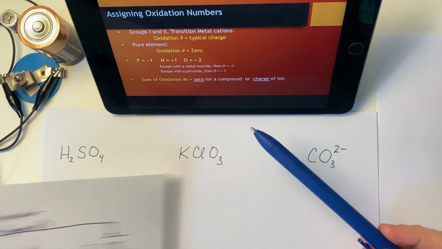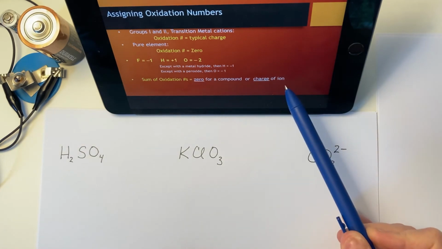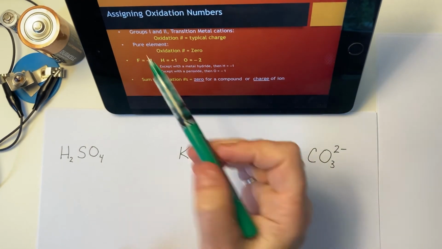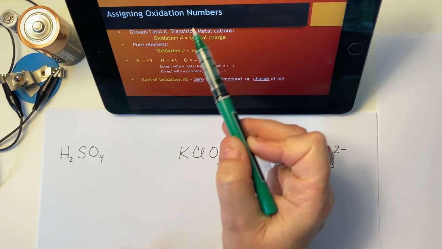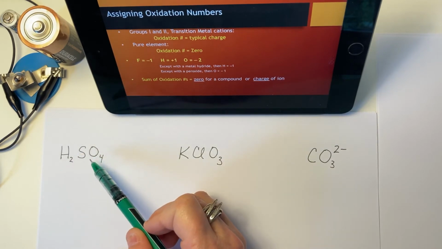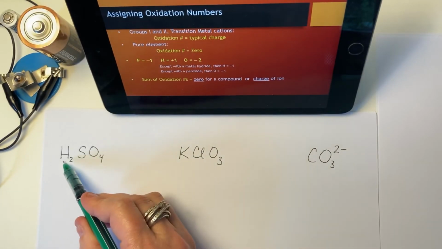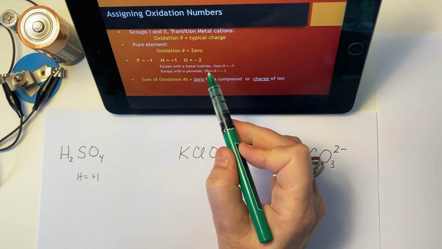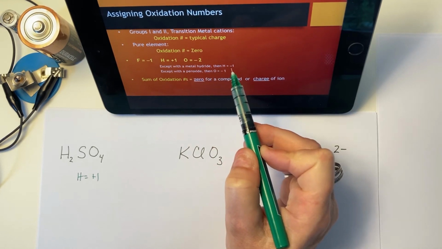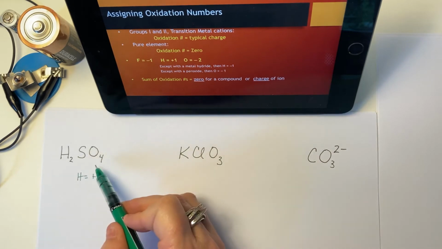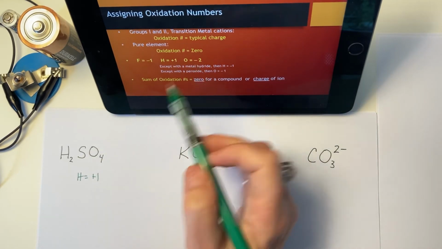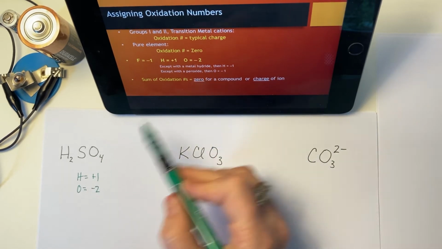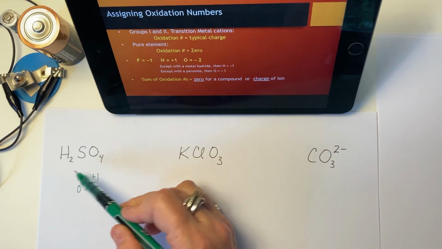Let's apply this. I've got some things about a compound and an ion. So I have 2 compound examples and an ion example. Let's assign the oxidation number for each element within this compound. So hydrogen. Hydrogen is assigned a +1 unless it's with a metal, like a metal hydride such as sodium hydride. Oh, then it would be an anion. Okay, so it's not. And then oxygen. Oxygen is assigned -2 unless it's with a peroxide. No, there's no peroxide here. This is a sulfate within sulfuric acid.